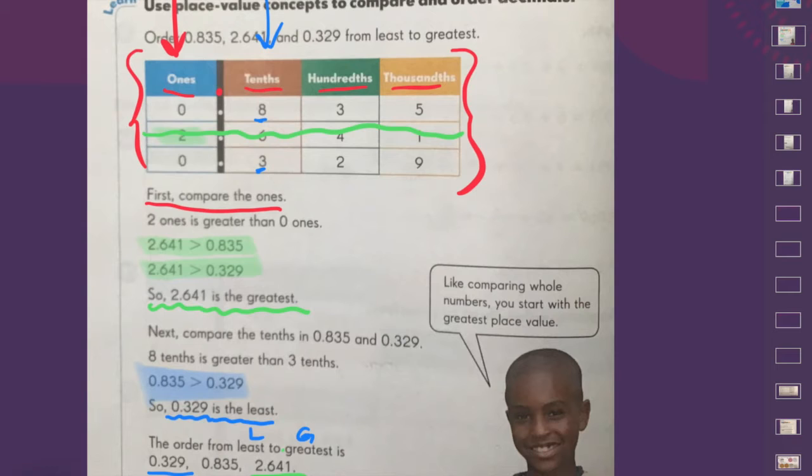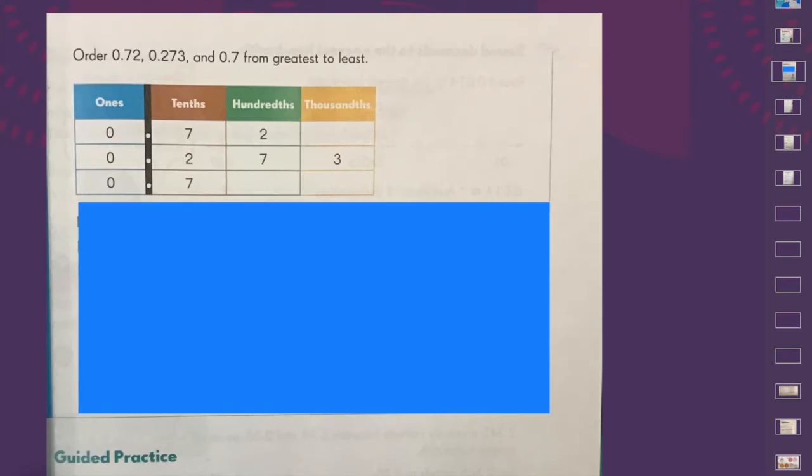Now, the biggest mistake I see on comparing and ordering decimals is actually a reading error. It's when students list it from greatest to least instead of least to greatest. So I always encourage students to make a big notation to remind them, what order am I supposed to place these? Is it least to greatest or greatest to least? So make sure you're reading these problems. All right, let's look at another one together.